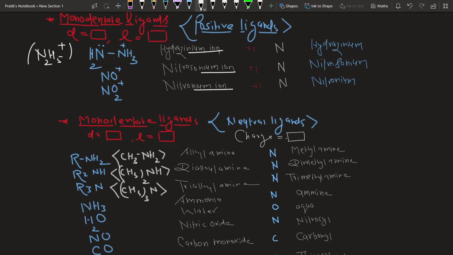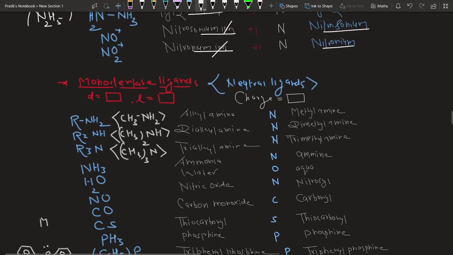So the hydrazinium ion consists of one positive charge. There is one lone pair, so it can donate only one lone pair. So the denticity will be 1, or you can say ligancy is 1. Since all these ligands can donate only one pair of electrons, or can form only one coordinate bond with the metal, that's why they are referred to as monodentate ligands. In all the cases, the nitrogen is the donor atom. So hydrazinium ion will be referred as hydrazinium if it is acting as ligand. Nitrosonium ion is nitrosonium and nitronium ion is nitronium. There is not much change, only the ion is removed.